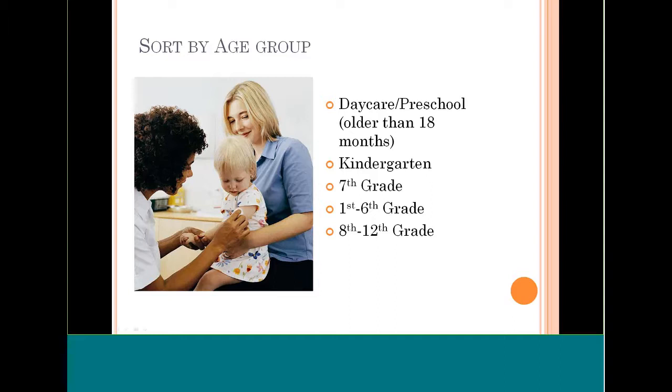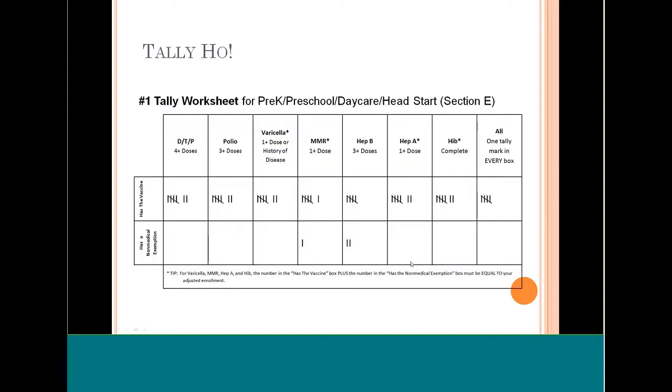We're also looking for kindergartners, 7th graders, and then everyone else, the first through 6th graders and 8th through 12th graders. So let's zoom in on one of the tally worksheets here. Right now we're looking at the tally worksheet number 1. This is the one for the preschool kids. Notice we're looking for a certain number of doses for each of these vaccines. So when we review each of the records, we're going to be checking to make sure that that record meets the criteria listed in these boxes.